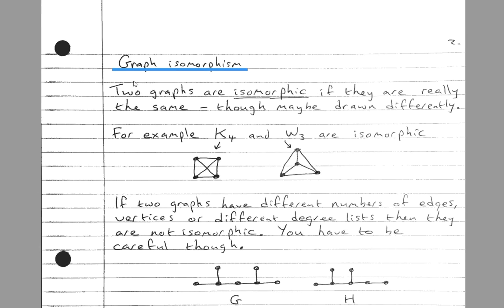All right, next topic, graph isomorphism. 2 graphs are isomorphic if they're really the same. In other words, the same connections, they might be drawn differently.